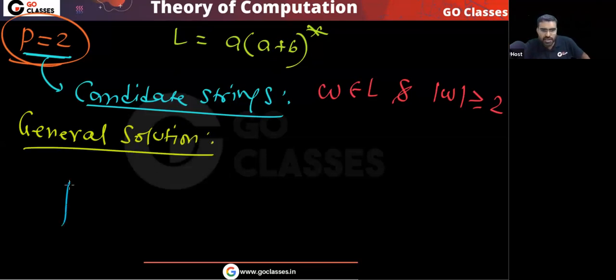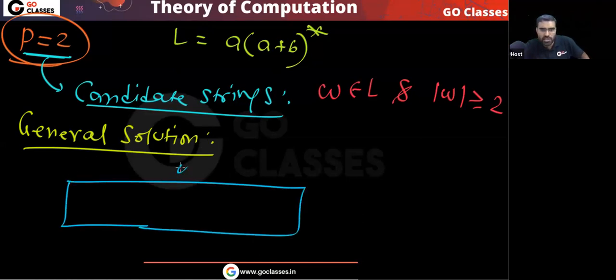First of all, what will the candidate string look like? Your candidate string, how will that look? That will look like this, starting with a, and at least 2 symbols will be there. This is your candidate string.